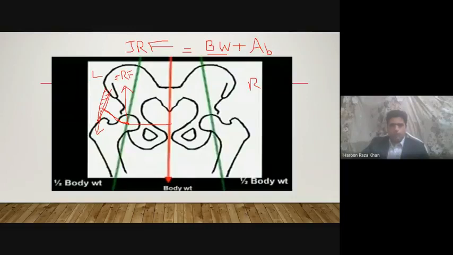For example, after the surgery, the center was replaced from here to here by surgical means. Notice it will alter the moment arm of the abductors and the moment arm of the body weight. So they can do that.